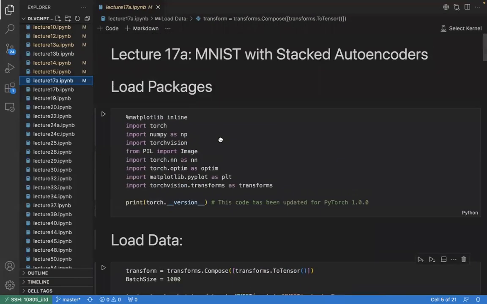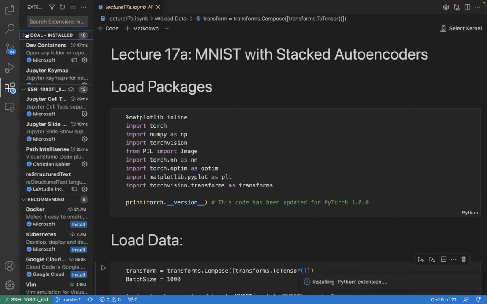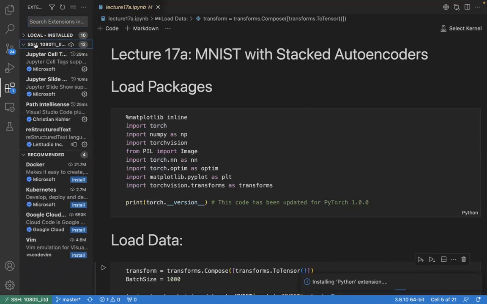Okay, so what we're doing now is MNIST with stacked autoencoders, MNIST and fashion MNIST. So, okay, this I need to install. Give me a minute. This will take some time to install.